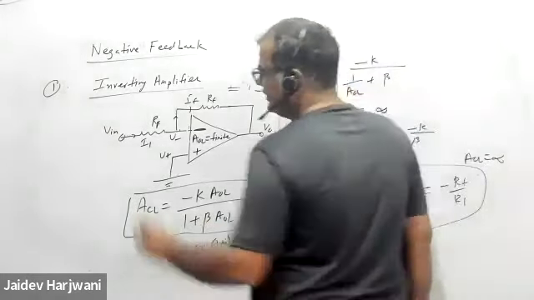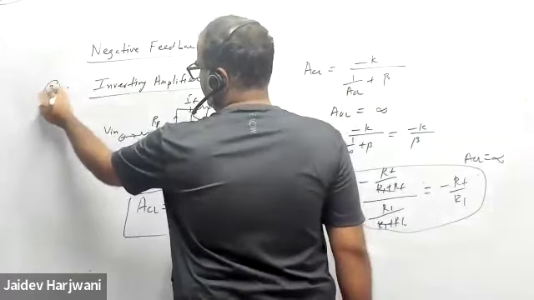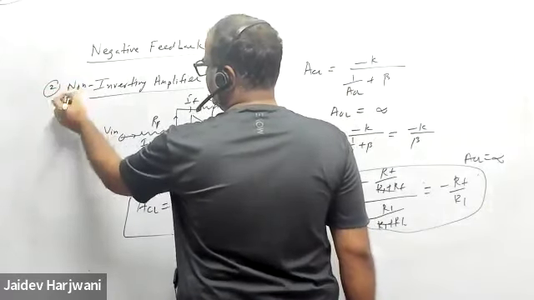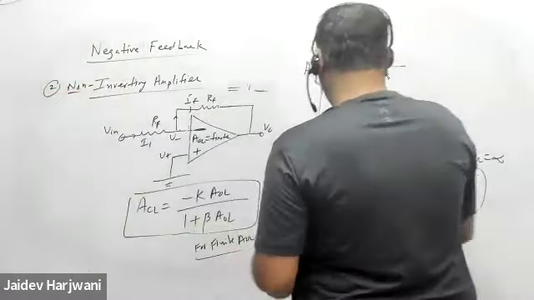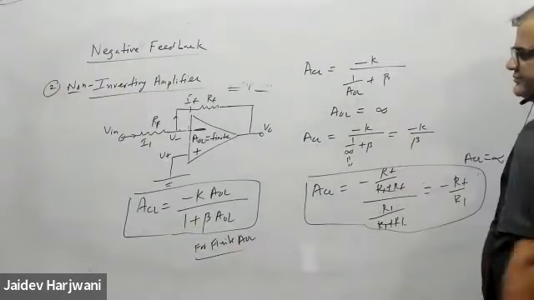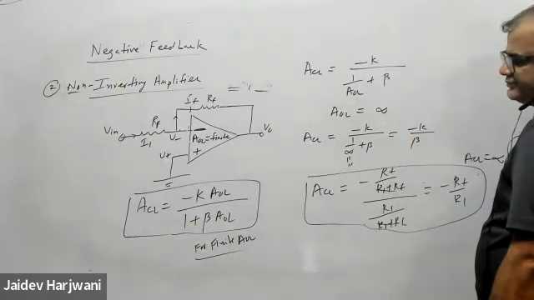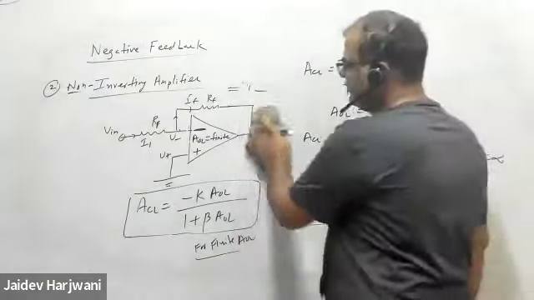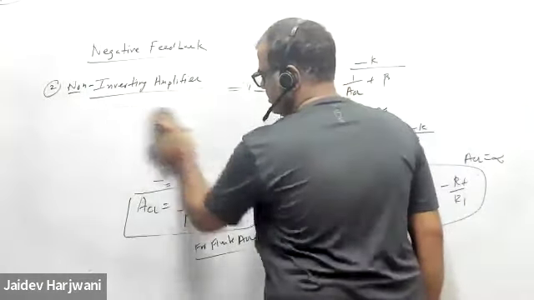Okay. Now same thing we are going to do for the non-inverting amplifier. Now put the second heading: non-inverting. So shall I erase this one? So now let us first draw. Let me draw the non-inverting amplifier.